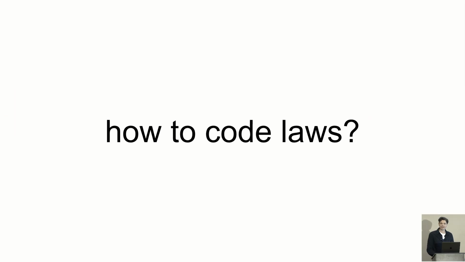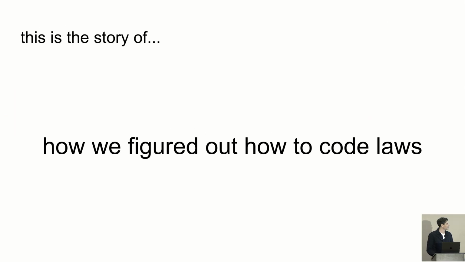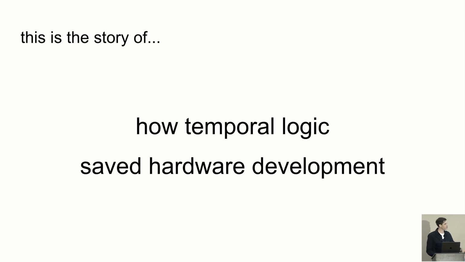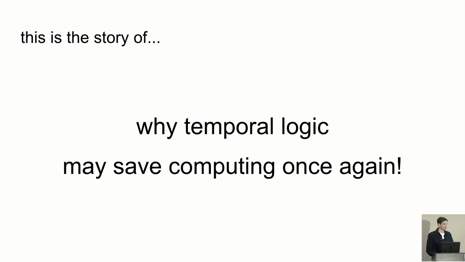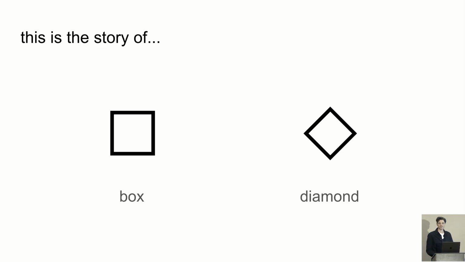And you might ask, well, then how do we code laws? Well, you're in luck because today is the story of how we figured out how to code laws, how temporal logic saved hardware development, and why temporal logic may save computing once again. And today is the story of box and diamond.